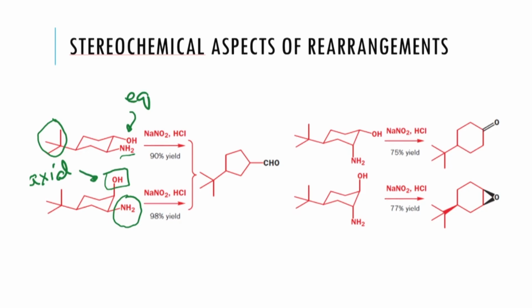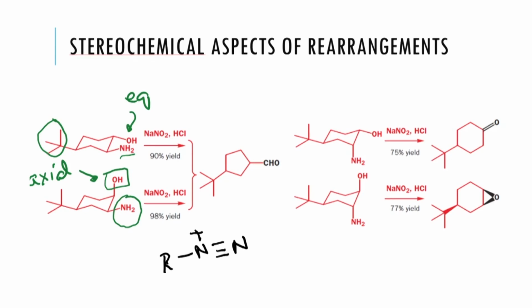When you expose them to sodium nitrite and HCl, and we've already looked at it, an amine under these conditions will form a diazonium ion. And a diazonium ion, as you know, is an excellent leaving group. So it's a useful way to eliminate an amine or convert an amine to something else. When you add sodium nitrite and HCl, these two compounds on the left give you this 5-membered ring aldehyde, cyclopentane aldehyde, with a tertiary butyl group on it. They both give you the same compound, and the yields are excellent, 90% and 98%.